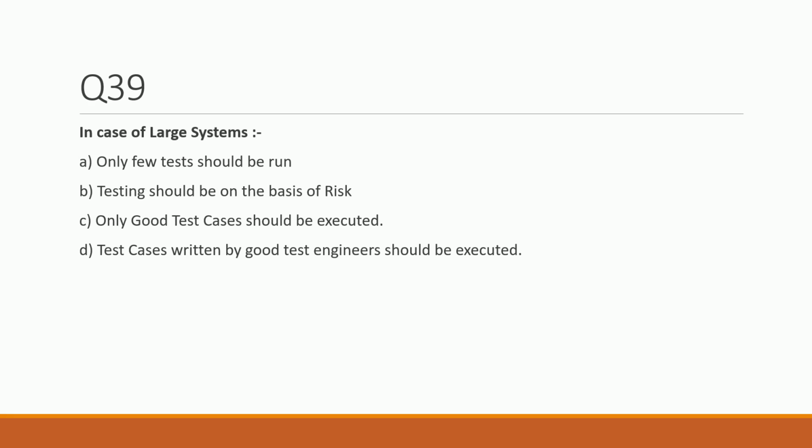Question 39 is in case of large systems, only few tests should be run. Testing should be on the basis of risks. Only good test cases should be executed. Test cases written by good test engineers should be executed. And the answer is testing should be done on the basis of risk.